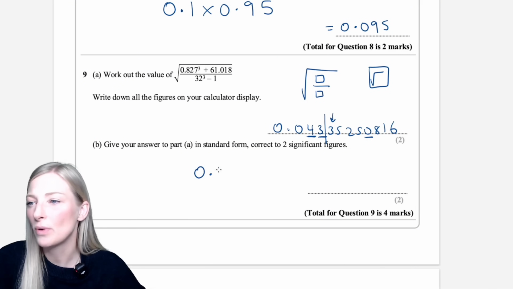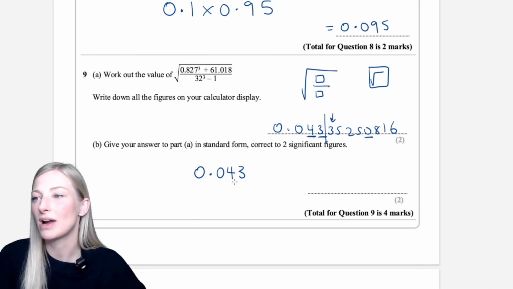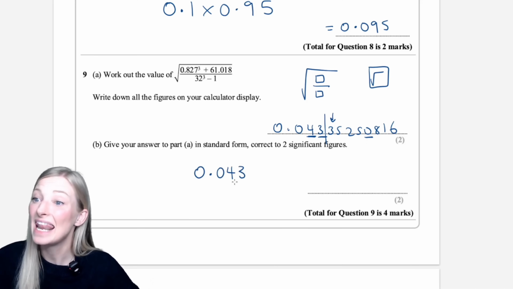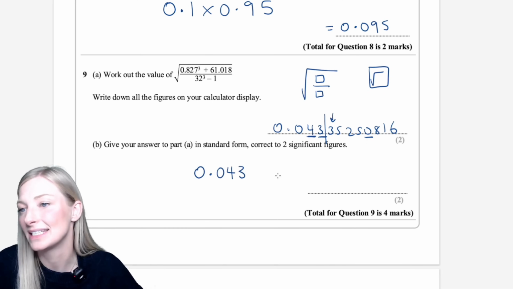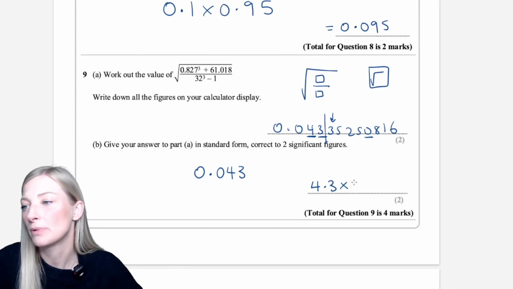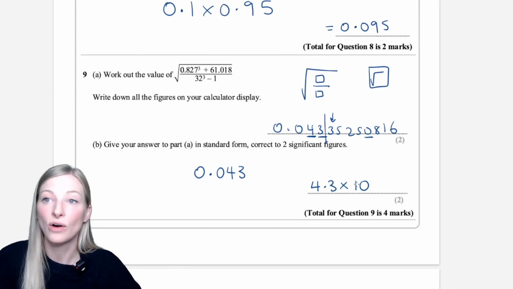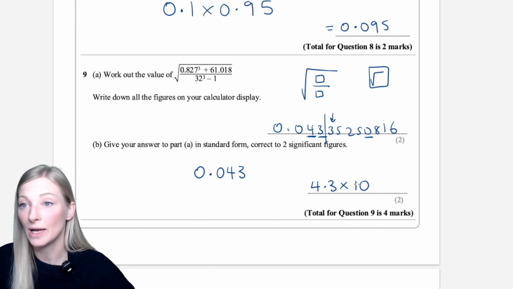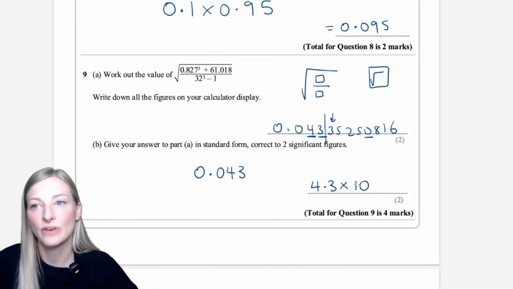So 0.043 is rounding it to 2 significant figures. Let's then write that in standard form. So standard form is a number between 1 and 10. So we're going to go 4.3 multiplied by 10 to the power of something. And if you want to go smaller, you're going to be dividing by 10, dividing by 10.